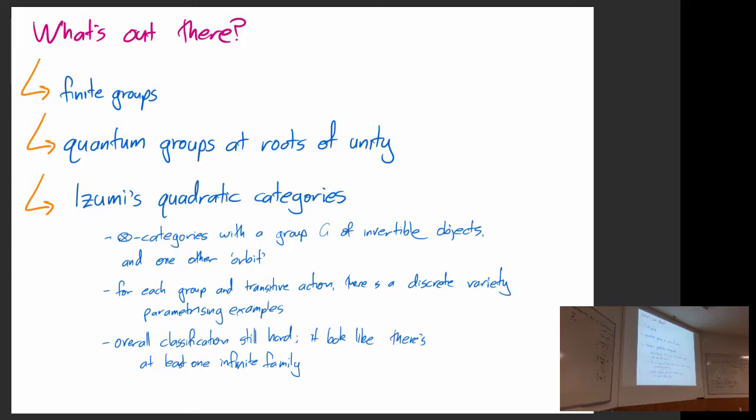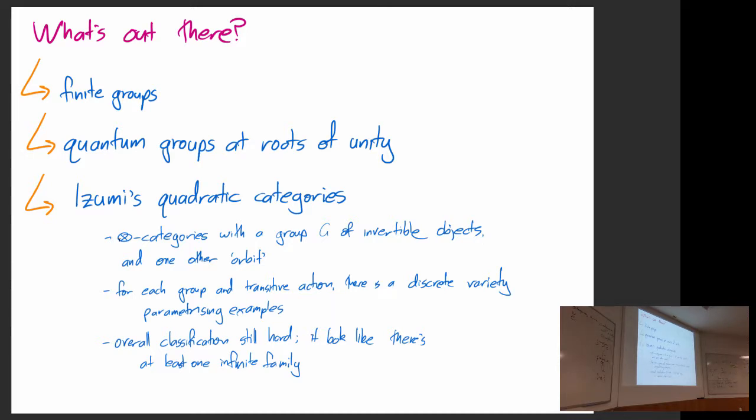Okay? And that group acts on the isomorphism classes of objects in the category just by tensoring with that invertible object. So Izumi's quadratic categories are these ones where you've got some group, maybe Z3, worth of objects that are invertible. And then there are some other objects, but they just form a single orbit. So you've got sort of G tensor X.